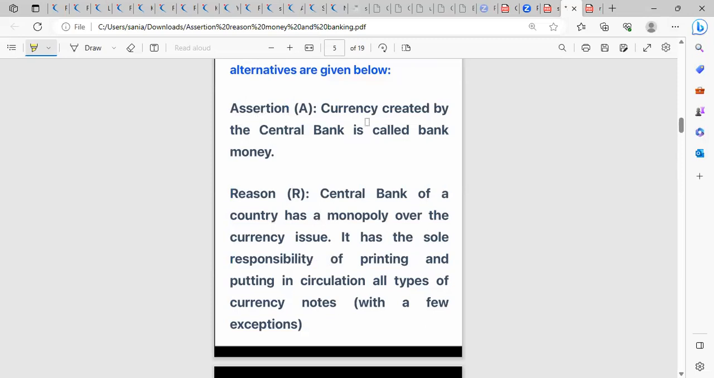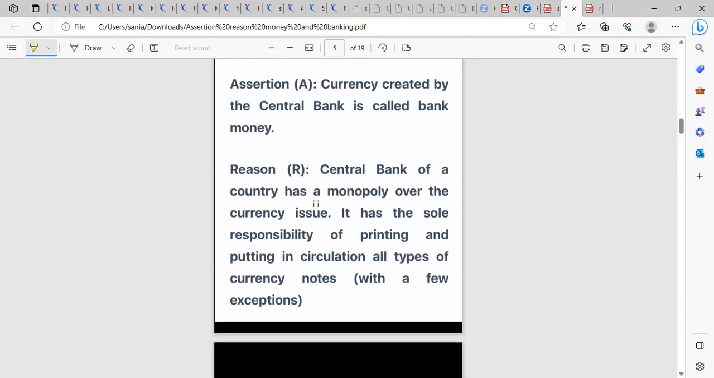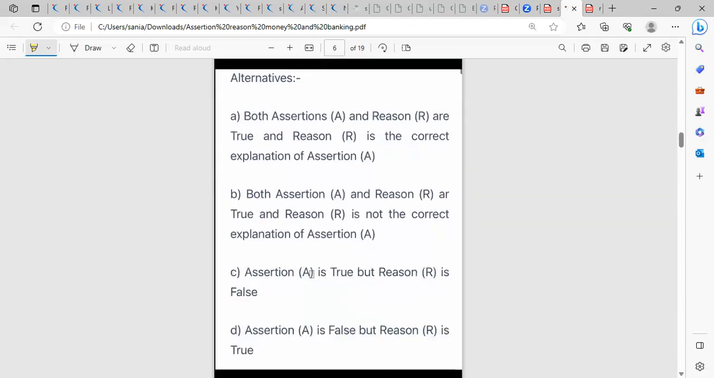Now, currency created by the central bank is called bank money. And reason is central bank of a country has a monopoly over the currency issue. It has the sole responsibility of printing and putting in circulation all types of currency notes with a few exceptions. What do you think? Ma'am, again B. You know the options already.